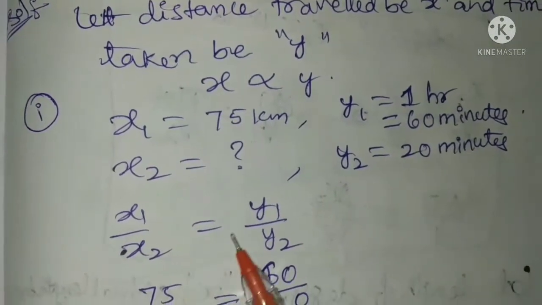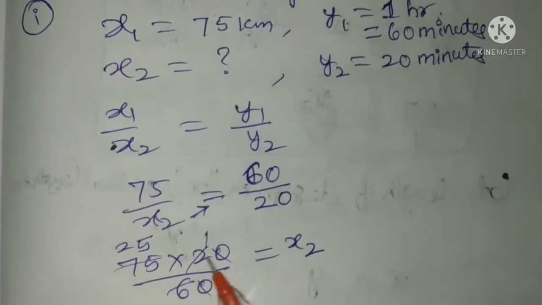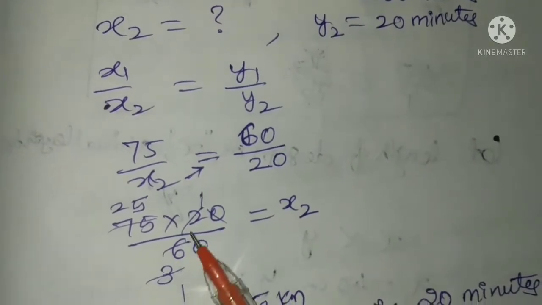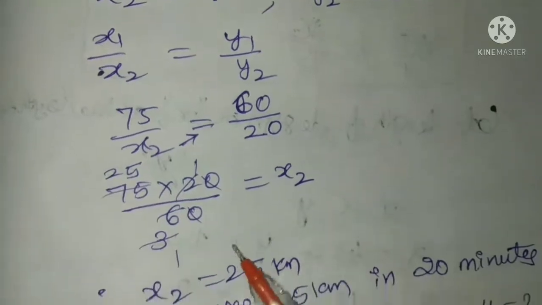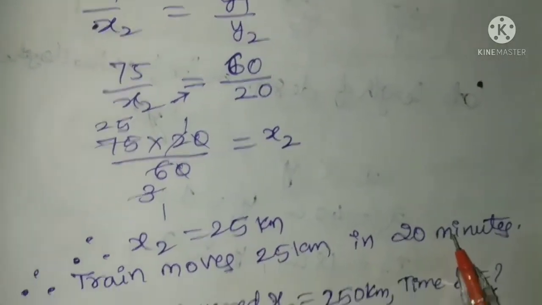So x1/x2 is equal to y1/y2. 75/x2 is equal to 60/20. So x2 is 75 into 20/60. The zeros cancel, 2 ones are 2, 2 threes are 6, 3 ones are 3, 3 twenty-fives are 75. x2 is equal to 25 kilometers. Therefore the train moves 25 kilometers in 20 minutes.